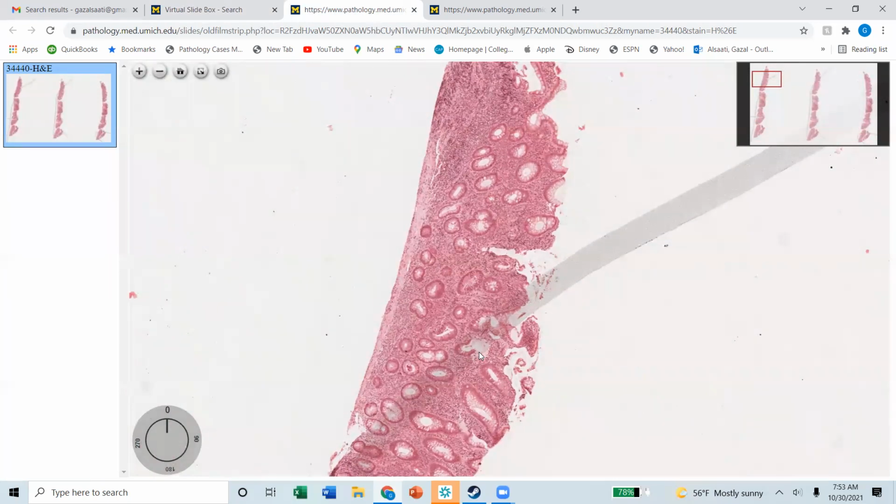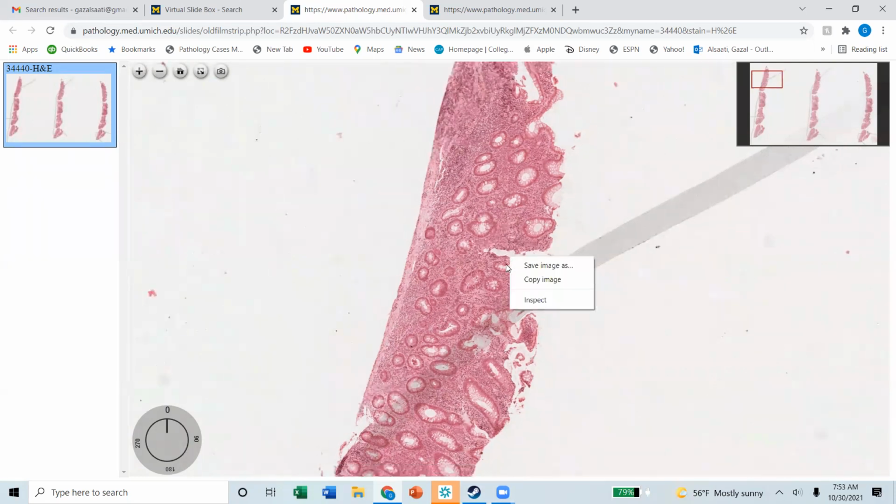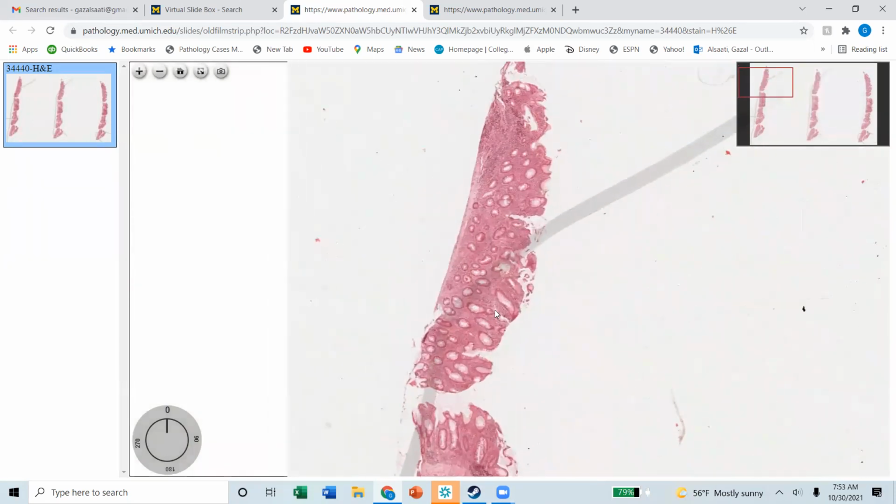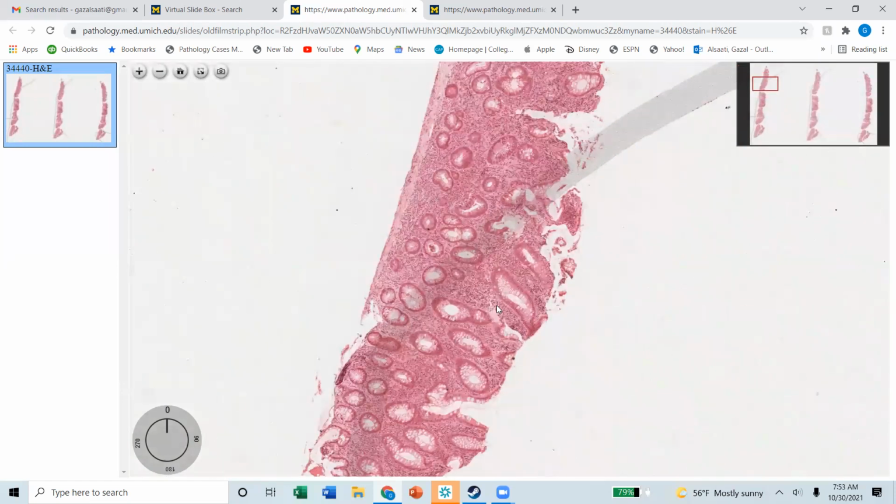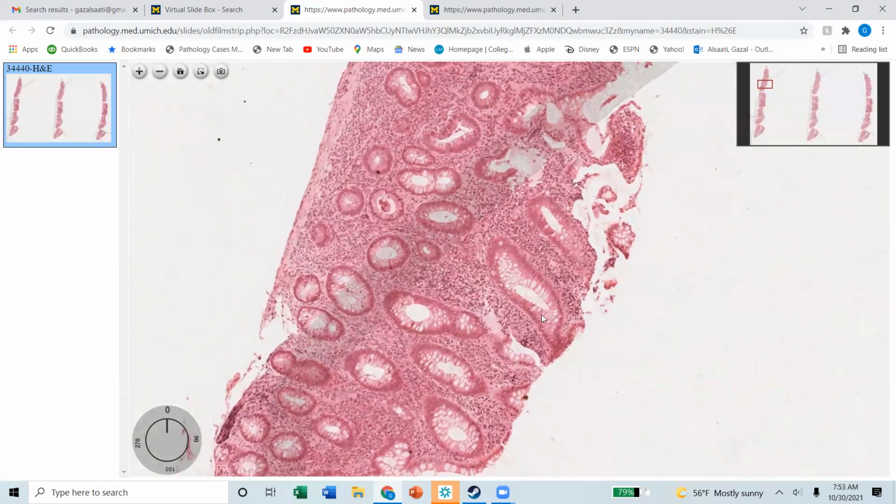There are no skip lesions. It can pretty much affect any part of the colon. However, it's more common in the distal colon, the rectum and rectosigmoid. It's either pancolitis or proctitis. It doesn't just come as a small patch in the transverse colon, for instance. Okay, it's usually more of a continuous involvement.